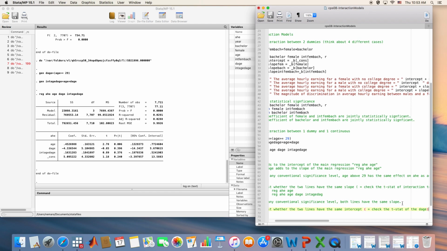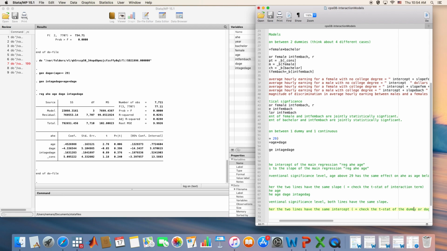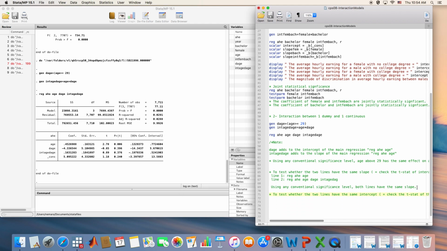Okay, so you need to check the t-stat of the dummy or DH in this example. So to do that, we actually have the dummy is insignificant, okay? And based on that, again, you can repeat using any conventional level, both lines have the same intercept. Why? Because the DH is statistically insignificant, okay?